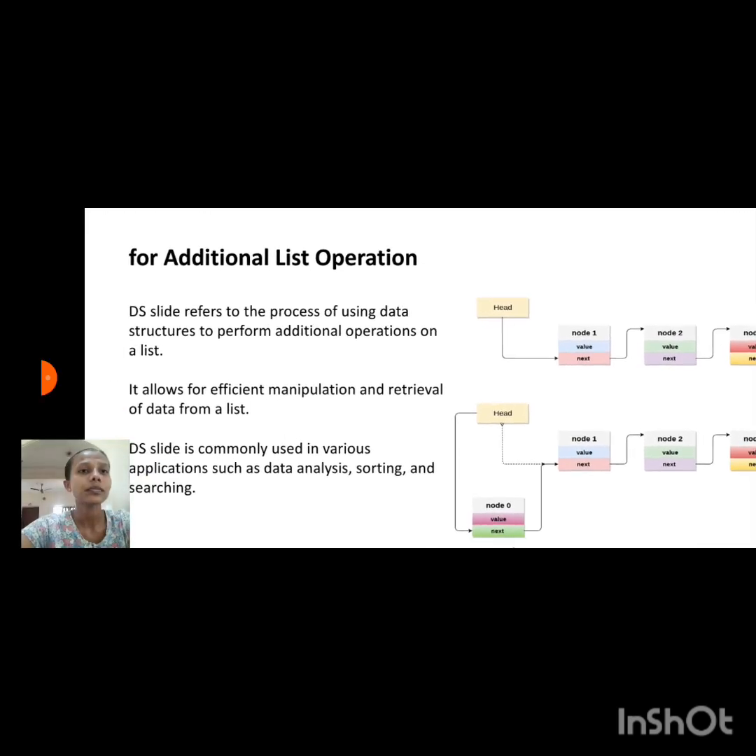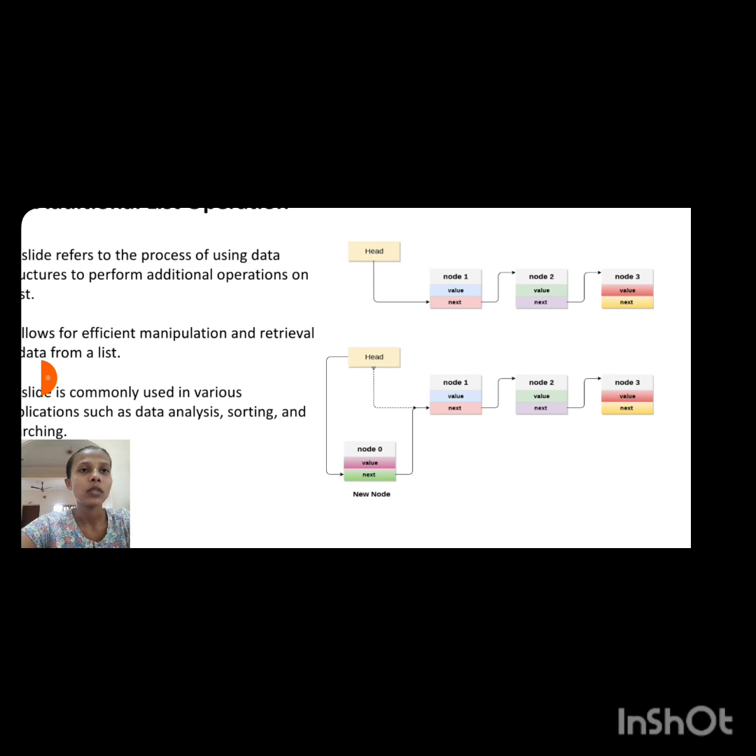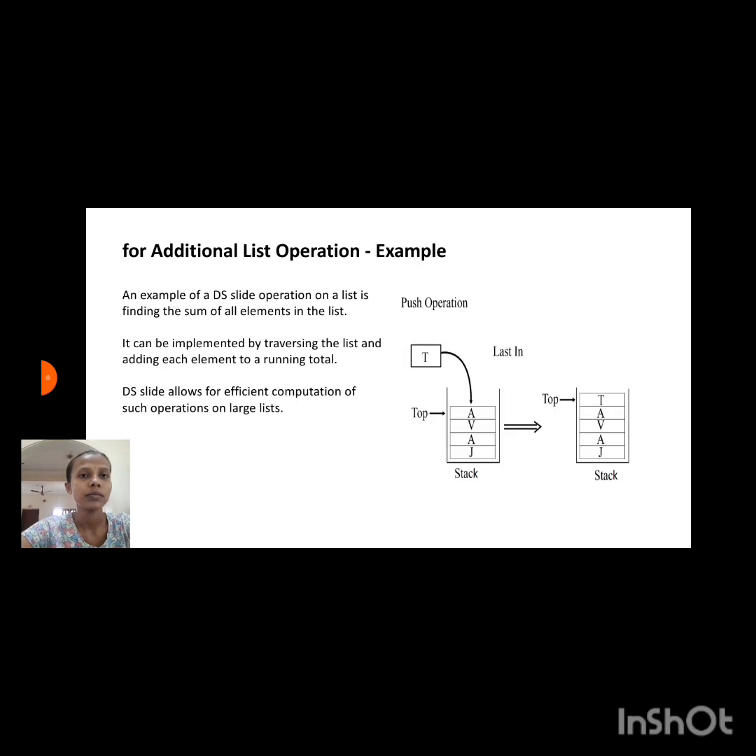Example: the head points to node 1 with its value and next, then node 2 with its value and next, and node 3 with its value and next. We can add another node with value 0 and next. This is a new node added to the list, which is the addition operation.